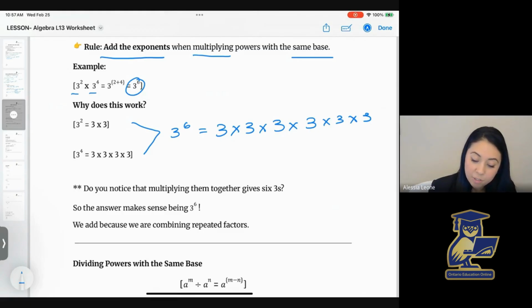Do you notice that multiplying them together gives 6 3s? So the answer makes sense, being 3 to the power of 6. We add because we're combining repeated factors. We're combining all that repeated multiplication. So we add it together.